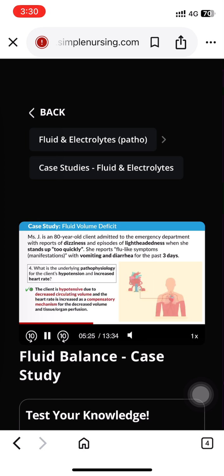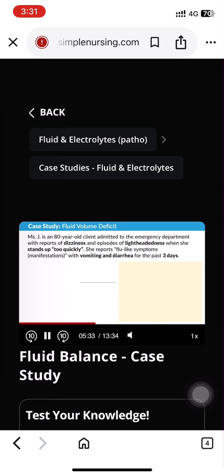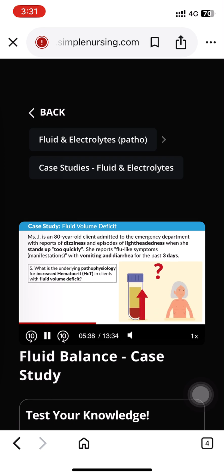Yes, remember, the heart is working overtime here, trying its best to pump the little oxygenated blood it has around the body. Now lastly, question 5. What is the underlying pathophysiology for increased hematocrit in clients with fluid volume deficit? So once again, pause the screen. You got 60 seconds. Try your best.